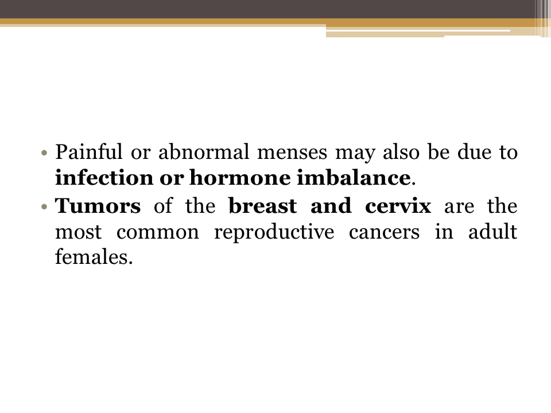And then we have the tumors. Tumors of the breast and cervix are the most common reproductive cancers in adult females. So if a woman has a tumor, she may have breast cancer or cervix cancer. Cervix, again, is the one that connects the vagina to the uterus.